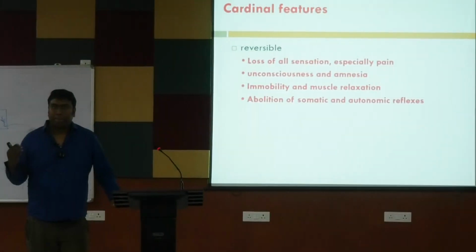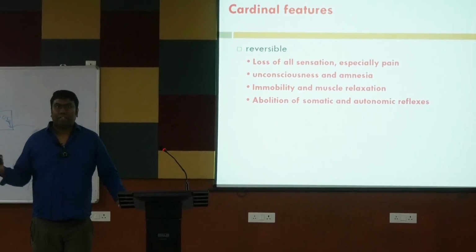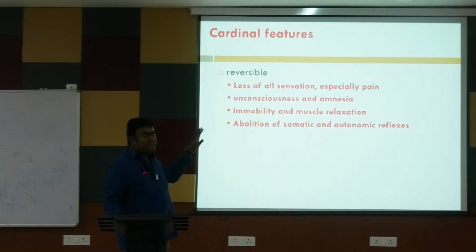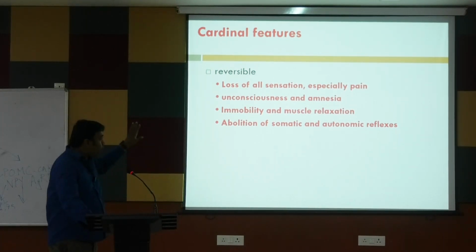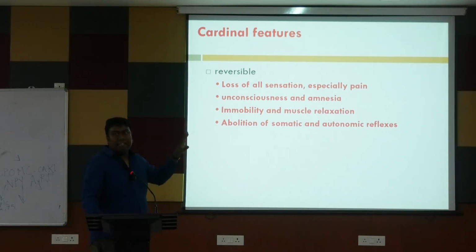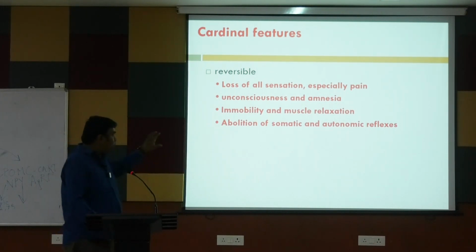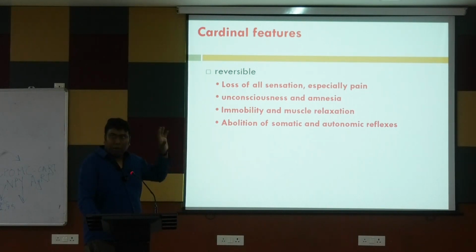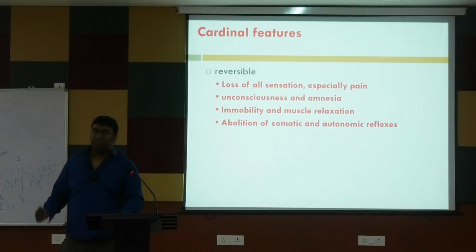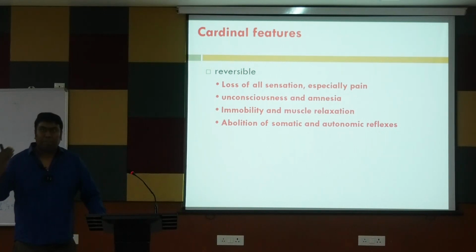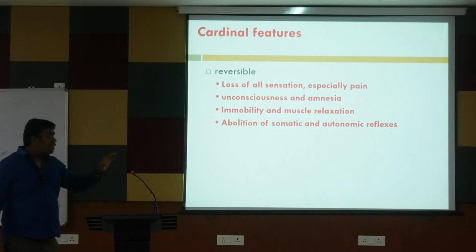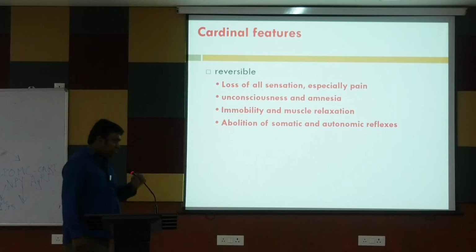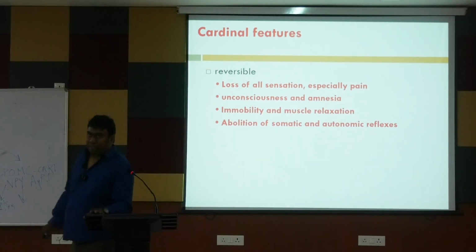Where do we use general anesthetics? Any surgical intervention, especially major surgical intervention, where there is a reversible loss of sensation. Among all sensations, the most important one to be lost during a surgery is pain. So reversible loss of pain, unconsciousness and amnesia, immobility, muscle relaxation, and abolition of the reflexes, whether somatic or autonomic. All these are reversible in case of general anesthesia.